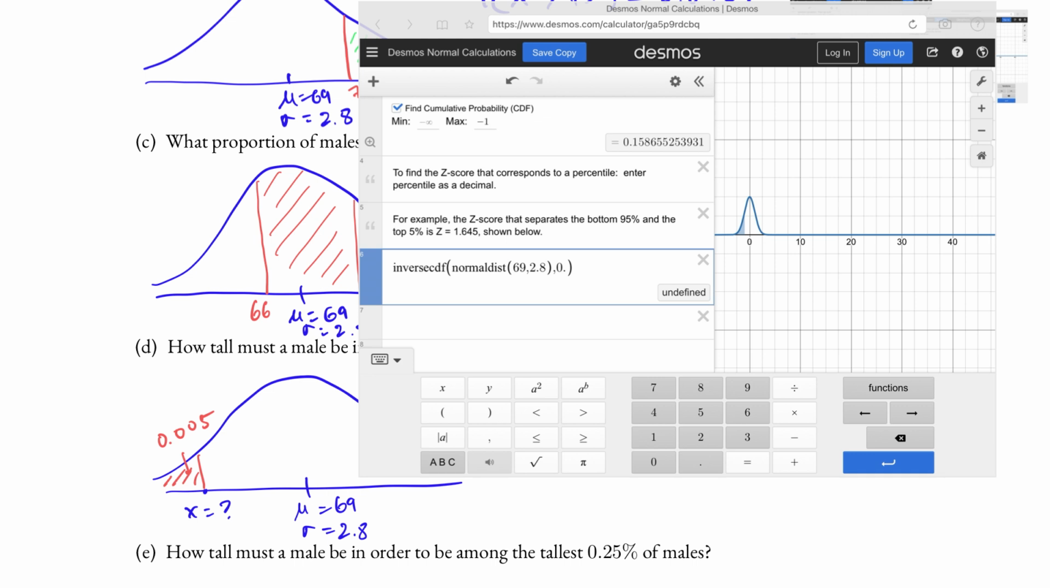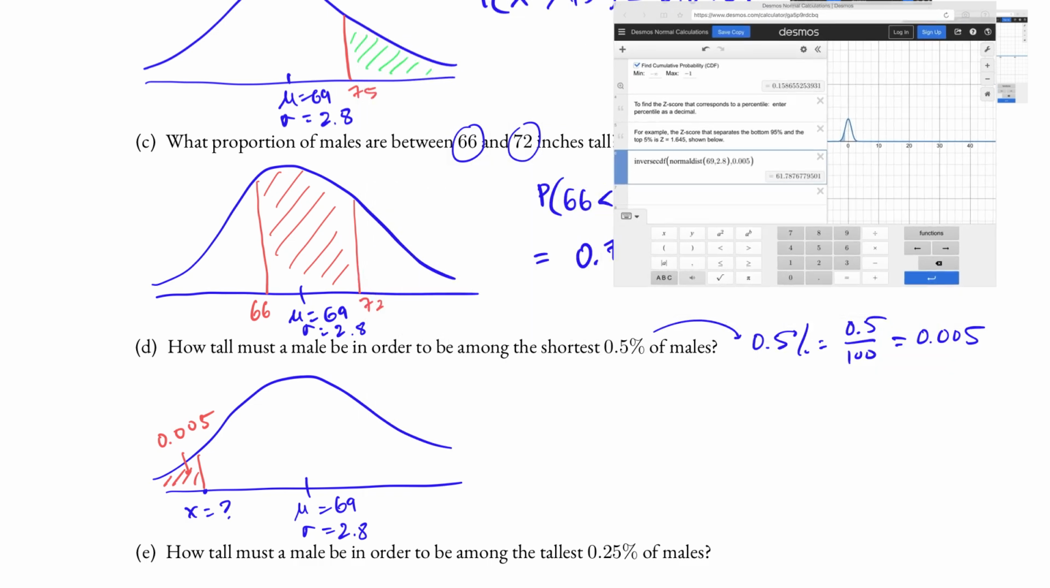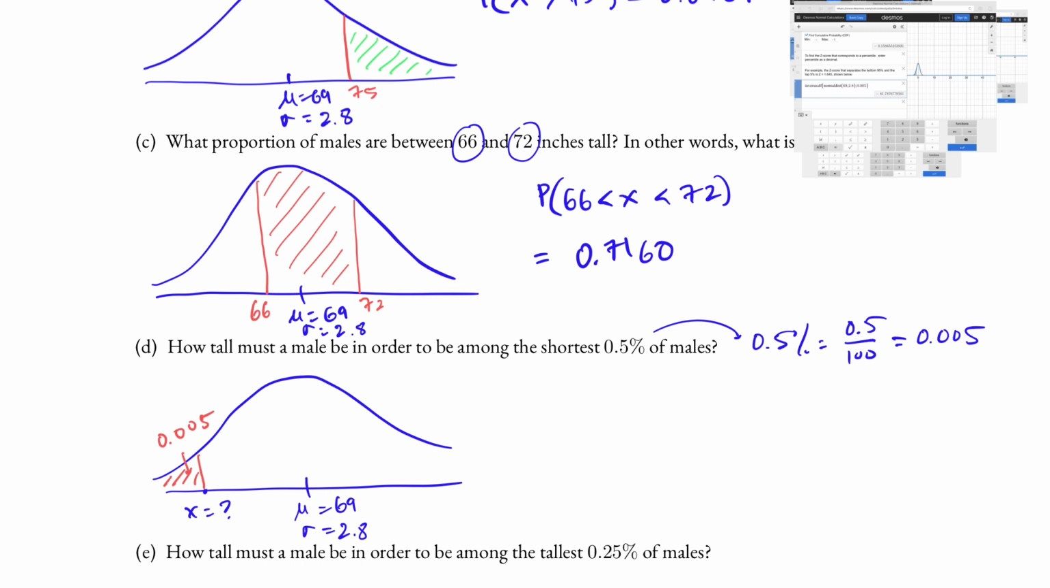It has to be the area on the left hand side, and we see from the graph or the diagram that the area is 0.005, and there it is. The corresponding x value is 61.79 rounded to 2 decimal places, 61.79, and so x equals 61.79. That is how tall a male must be in order to be among the shortest 0.5% of male. The unit is in inches.